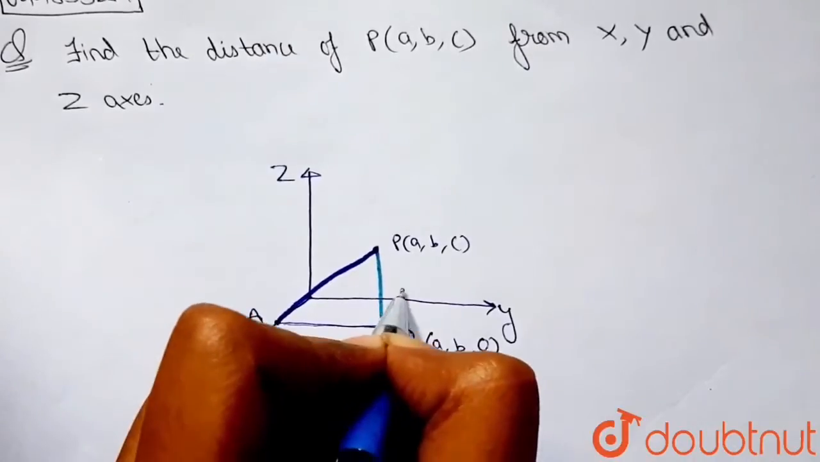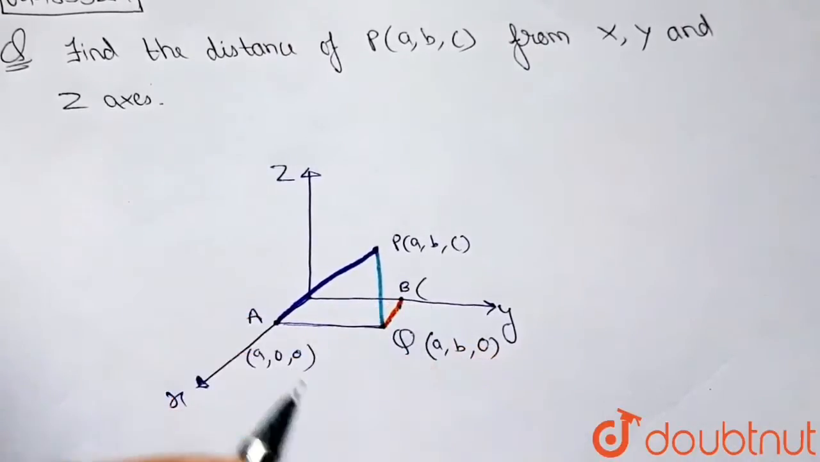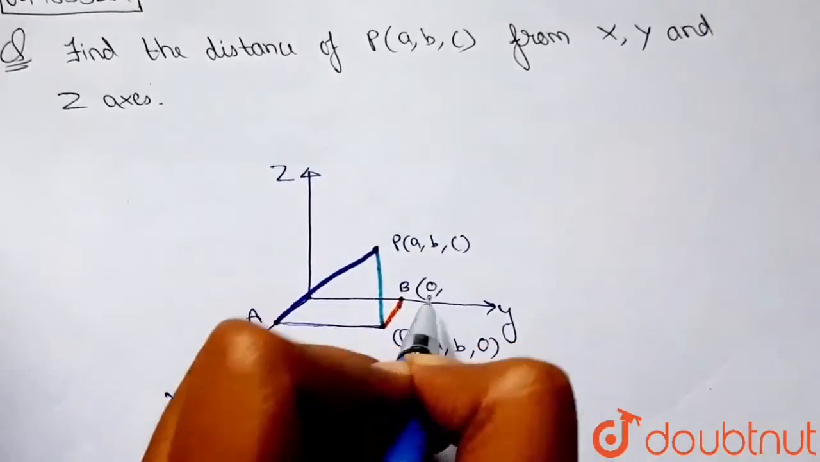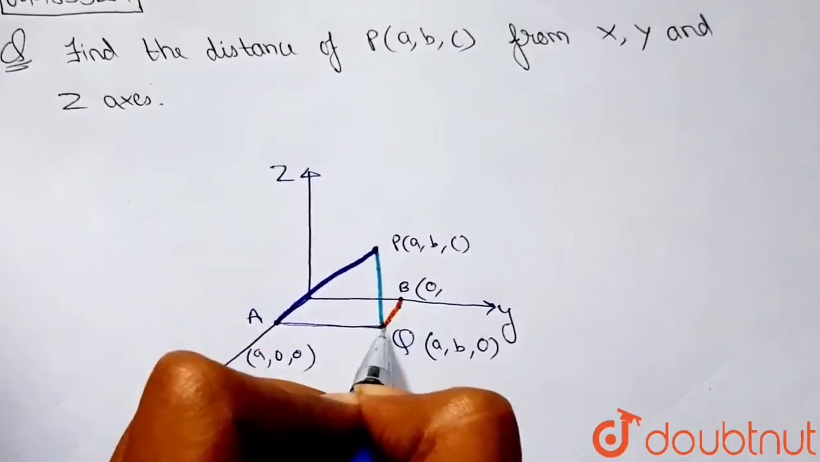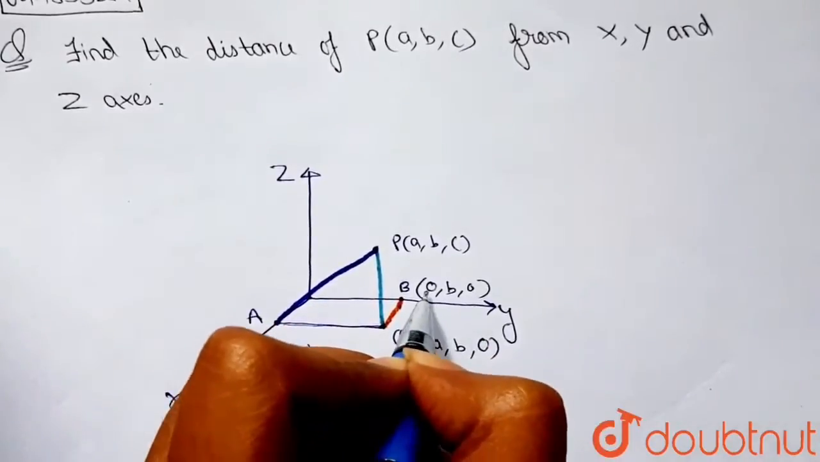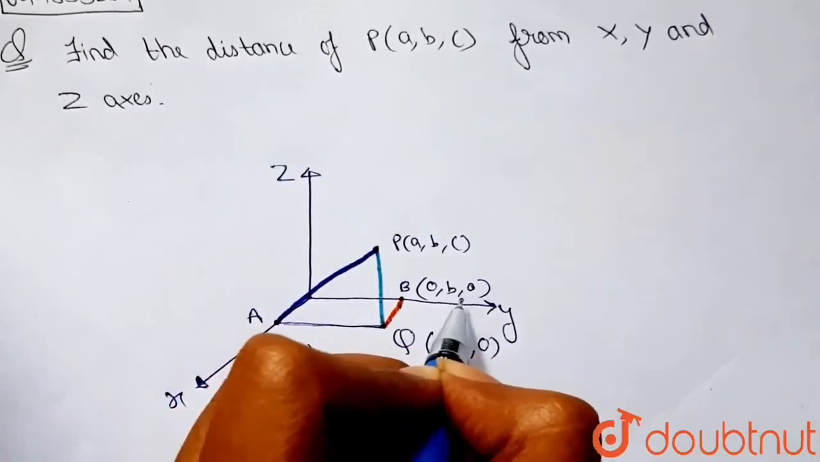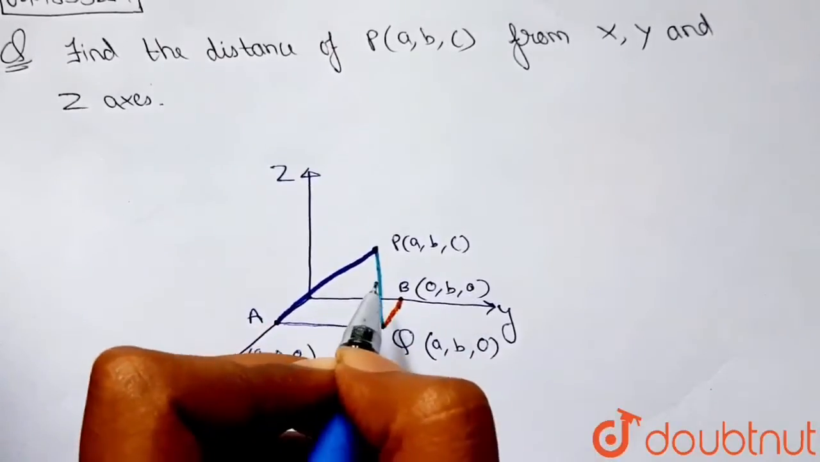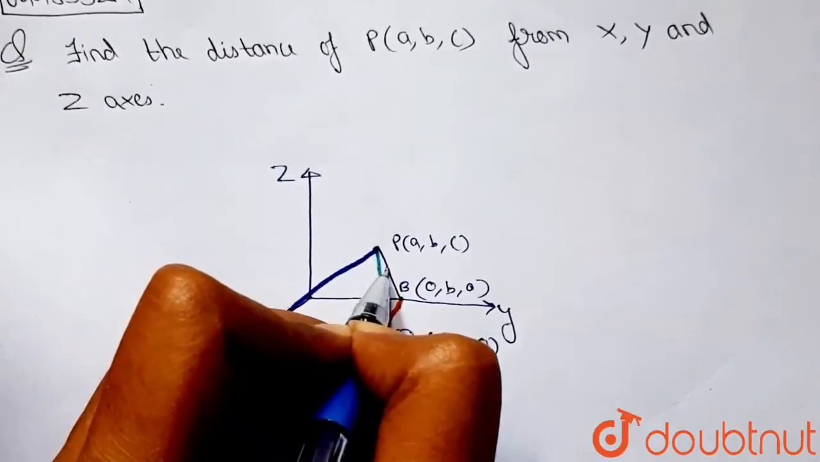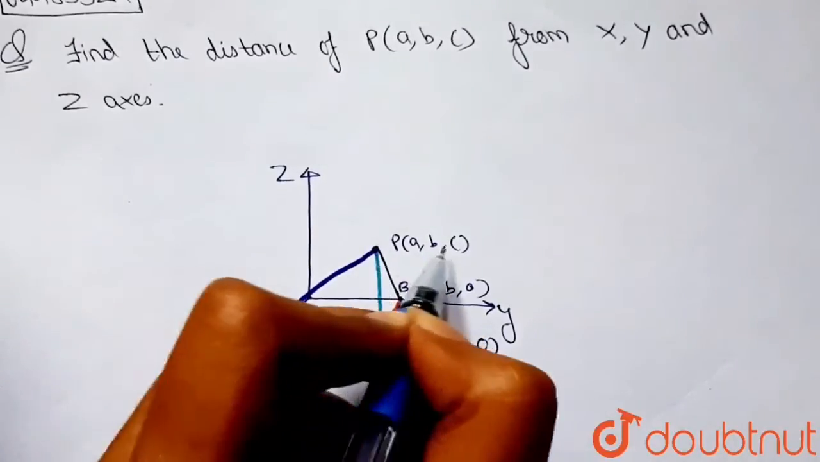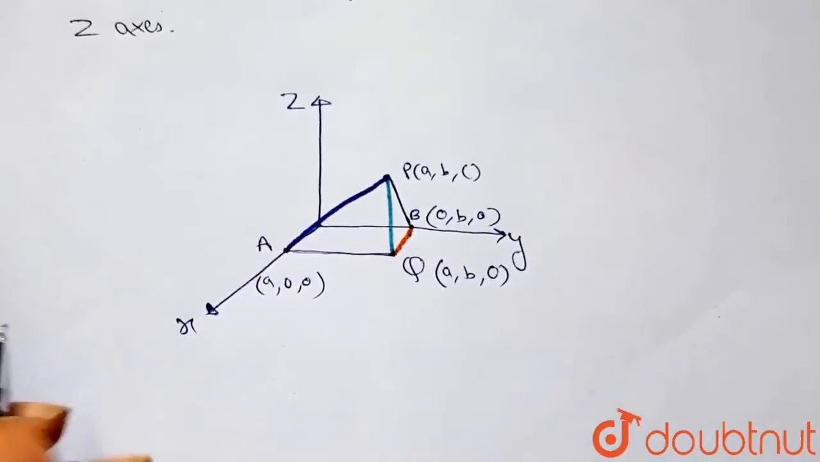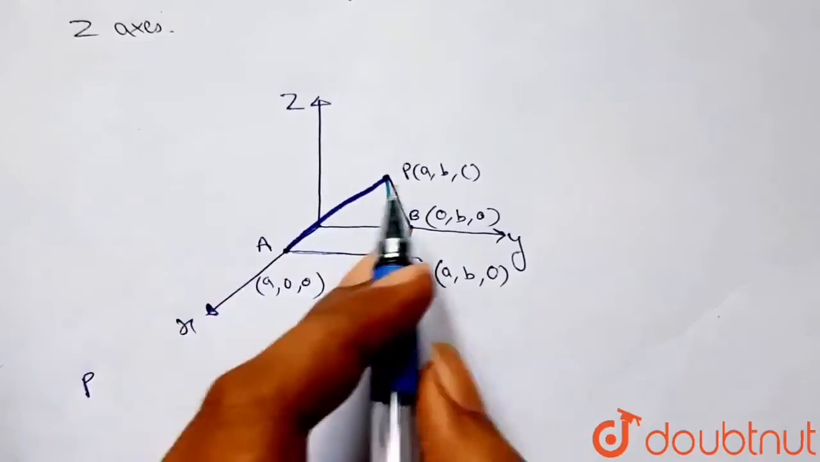Similarly, if I draw perpendicular from point Q to the y-axis, that is this, let's say this point is some B, then the coordinates of B, again because it lies on y-axis, x and z coordinate will be 0, and the y coordinate will be same as that of point Q, that is B. So the coordinates of point B will be 0, B, 0. Now if I join P to B, then this distance PB will be the distance of point P from the y-axis.